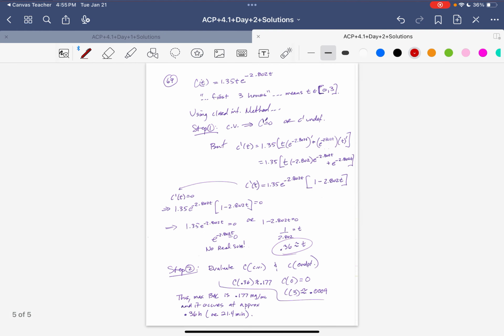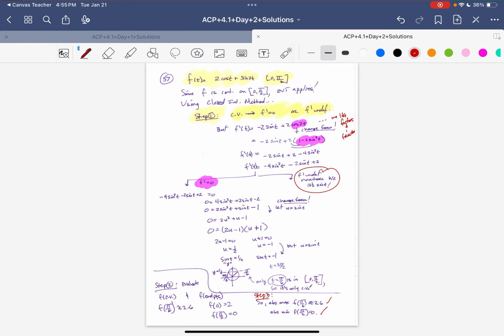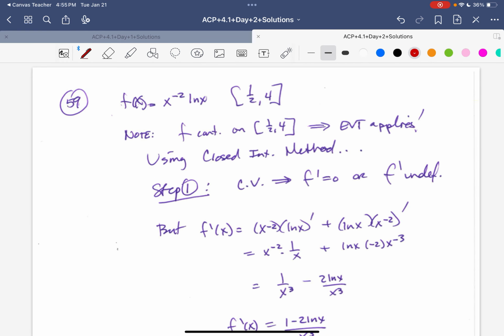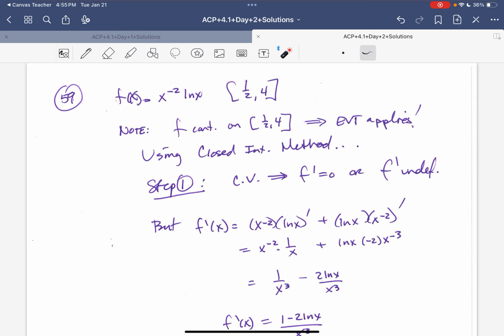59, 61, 69. There's a bunch of these. Okay, so we just did 57. So let's look at 59. Now I've got this function. Well, note f is continuous on this interval. Really, the only place where this thing is going to have problems is because of this at 0, which is outside here, and because of this at 0 or negative, which we don't have to worry about. So extreme value theorem applies.